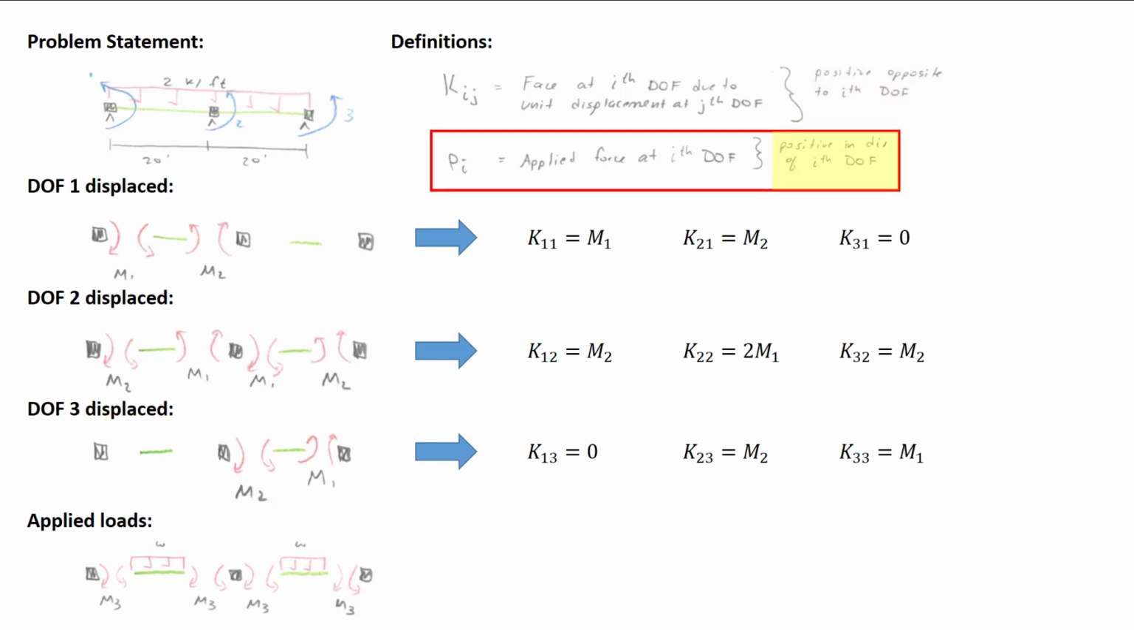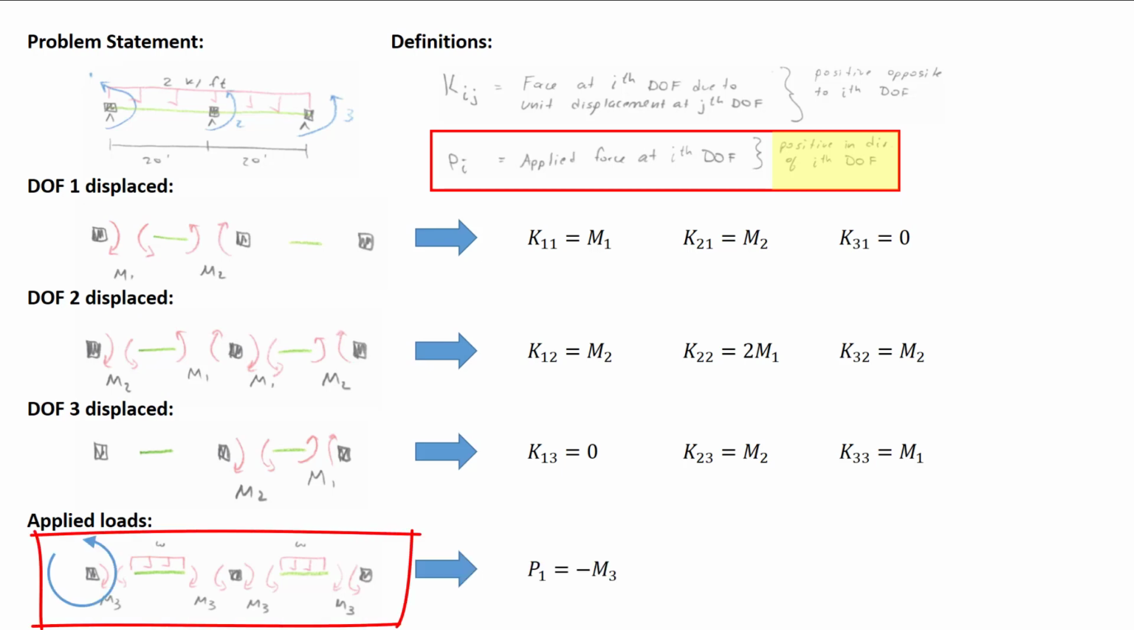Now we'll work with the definition of the load vector. Pi is the applied force at the ith degree of freedom, and it's positive in the direction of the ith degree of freedom. So looking at the left-hand node, P1 is the force at the first degree of freedom. The value is a moment m3. The direction is opposite to the degree of freedom, but the sign convention is switched. So in this case, if it's opposite to the direction of the degree of freedom, it's negative. That means that the load tends to rotate the node opposite to the direction of the degree of freedom.